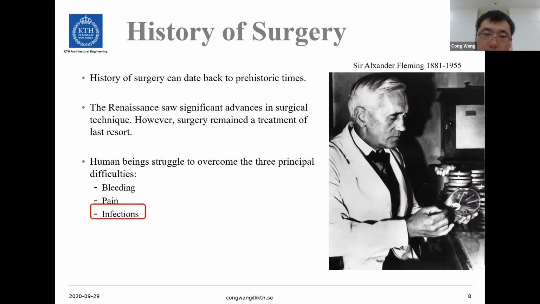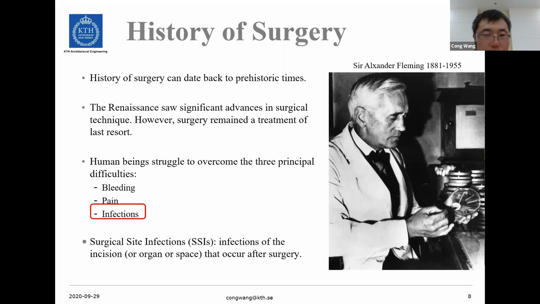To a large extent, the first two difficulties, bleeding and pain, have been resolved, but infections remain a major problem. Such infections are referred to as surgical site infections, which is defined as infections of the incision or organ or space that occur after surgery.